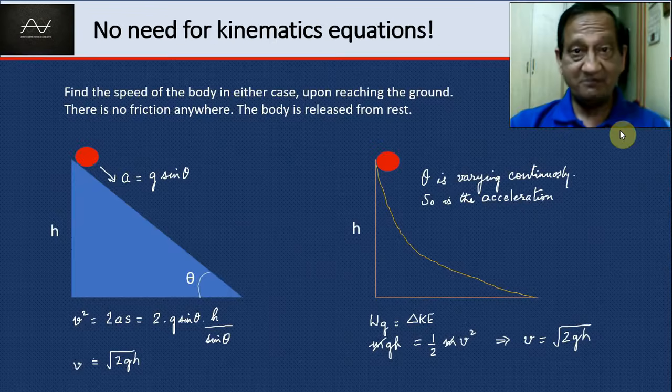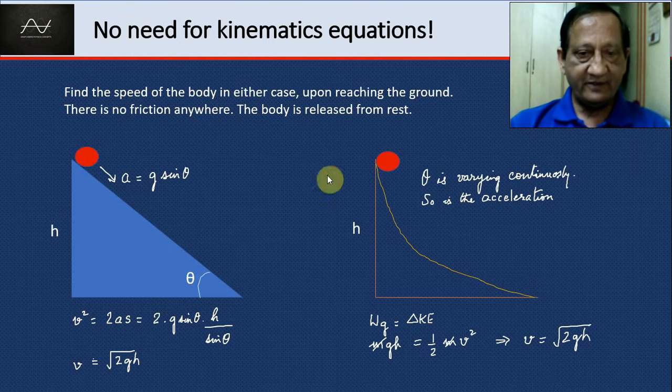Let us see the power of the work energy theorem. How elegant it is also and how easy it is. Find the speed of the body in these two cases when it hits the ground. First is an inclined plane which is smooth. What is the speed when it hits the ground?